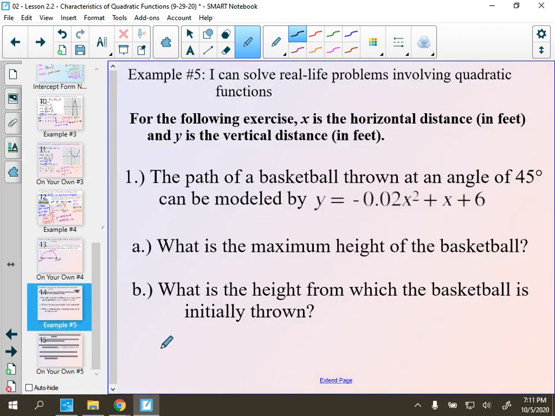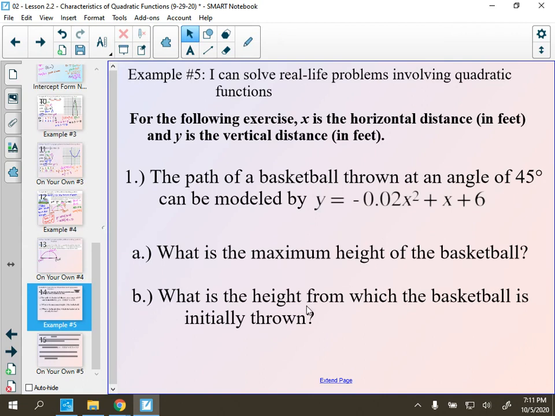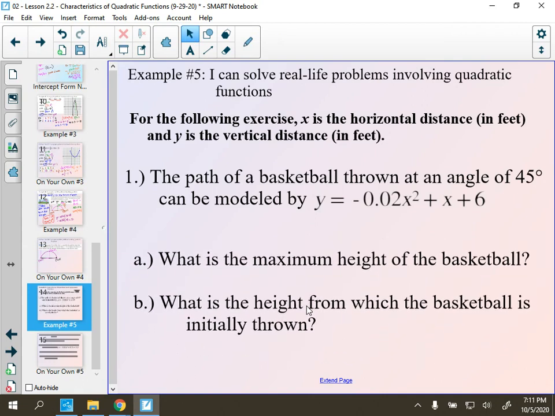Okay, I'm probably going to have to scroll a little bit. I don't like doing that on the video notes, but it's just the way we're going to have to do it. So let's read the situation. X is horizontal distance in feet, Y is vertical distance in feet. So the path of a basketball thrown at an angle of 45 degrees can be modeled by this right here. Okay, not pretty. There's a negative 0.02.